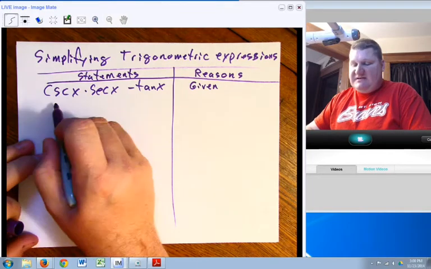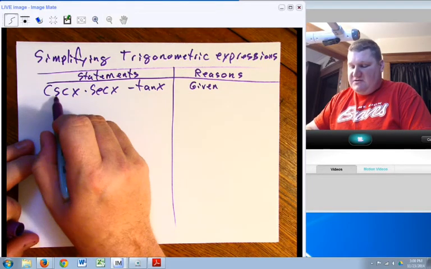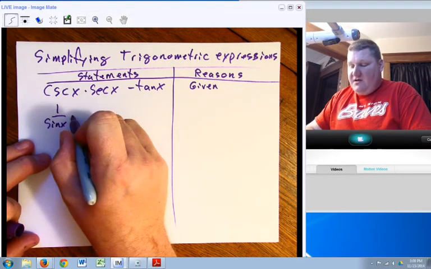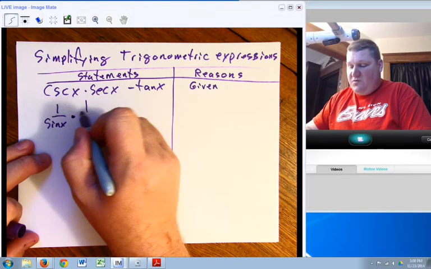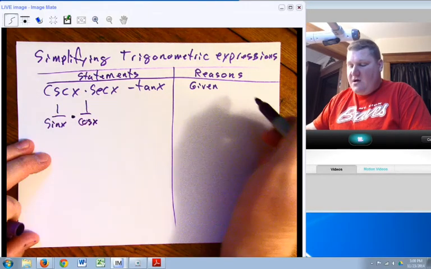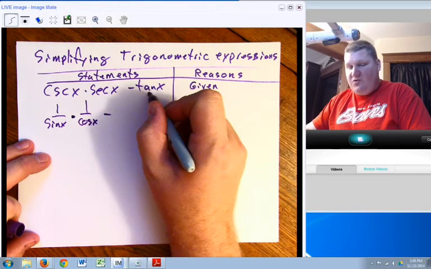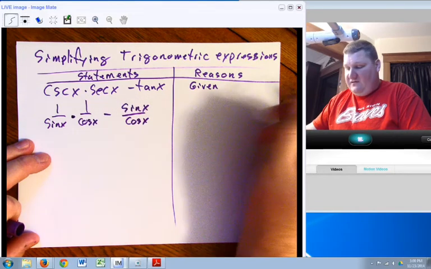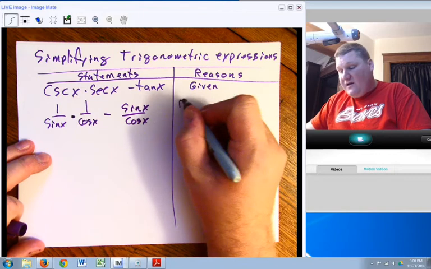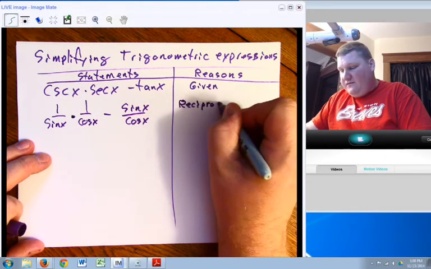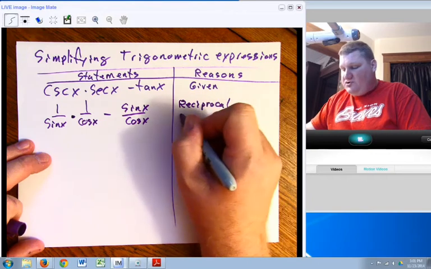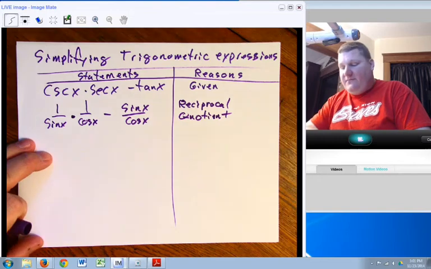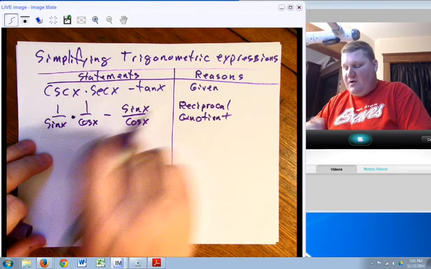Now, in this case, I have cosecant. Cosecant, using the reciprocal property, is 1 over sine x, times secant, which is 1 over cosine x, minus tangent, which is sine x over cosine x. Now, I have to give a reason for what I've done. I used two reciprocal properties, and I used one quotient property.